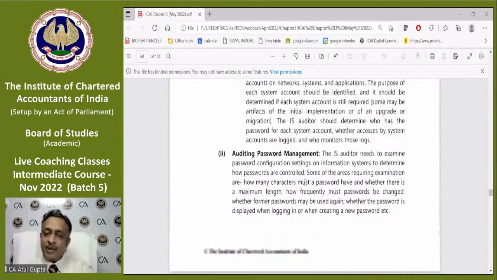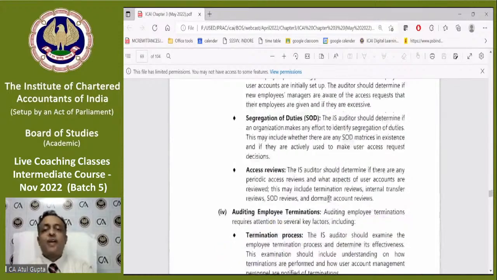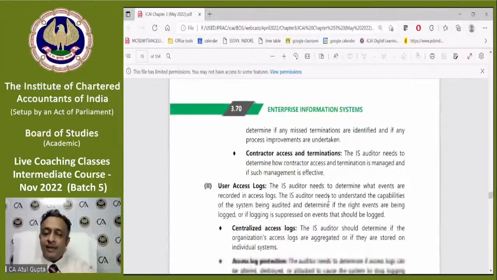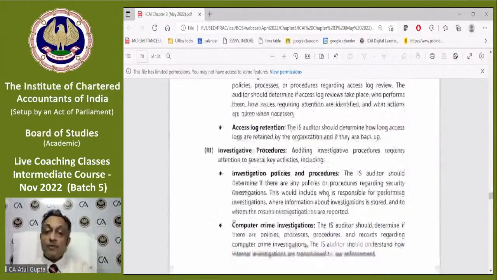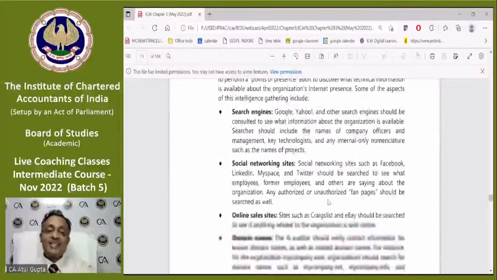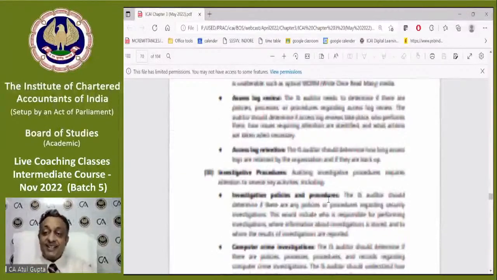Second is auditing password management. Third is auditing user access provisioning. Fourth is employee termination. Then user access logs. Investigative procedures that I shared in the snapshot. Internet point of presence. So quite a lot of detail is there. Let us take it one by one.